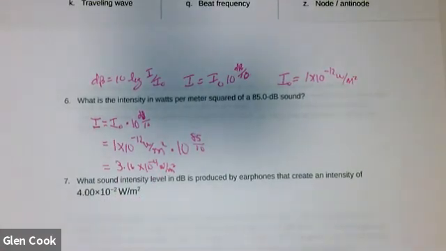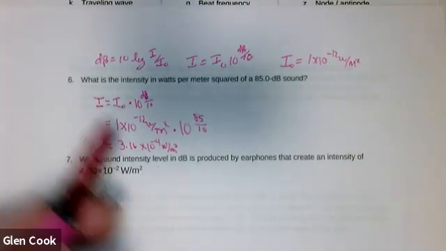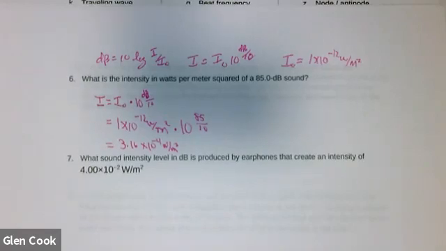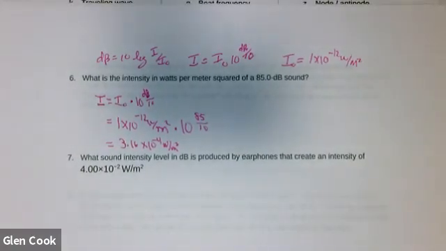Okay, we're going to skip 7. I'm going to leave that one to you to do. I will give you a little help. What is the sound intensity level? We're going to use the first equation, given the intensity, that's I of 4 times 10 to the negative 2 watts per meter squared.